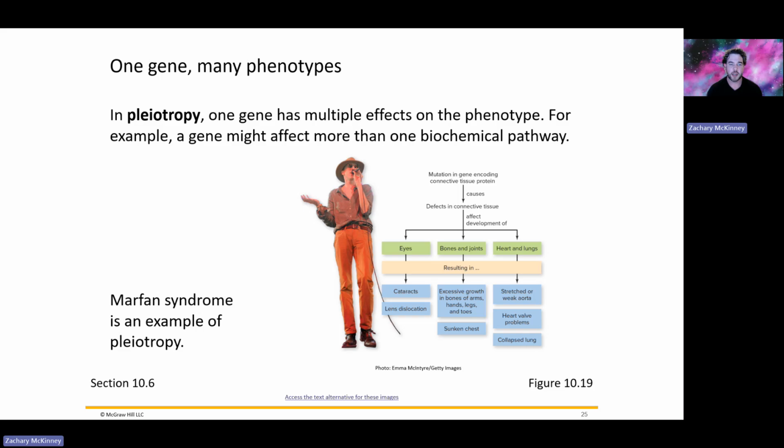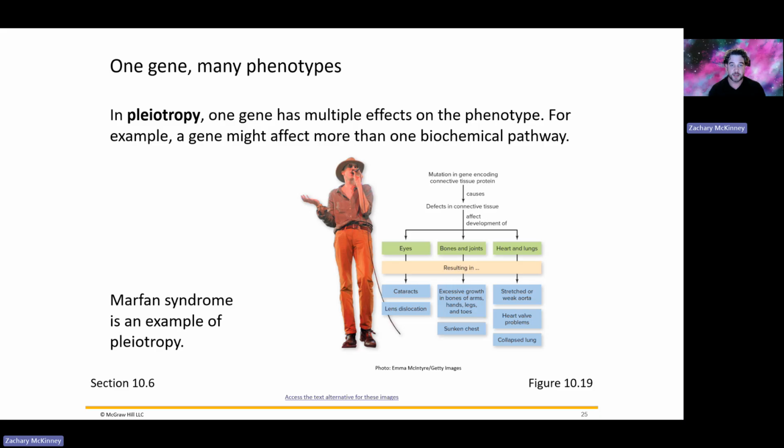Some of the things that can happen, we call it pleiotropy. This is one of those things where you have one gene that actually has multiple effects. It's actually going to have many phenotypes. So for this one, we're looking at Marfan syndrome. In Marfan syndrome, you have this non-functional protein that actually then goes on to affect your eyes, your bones, your joints, and your heart and lungs. So it's just kind of amplifying the effect.